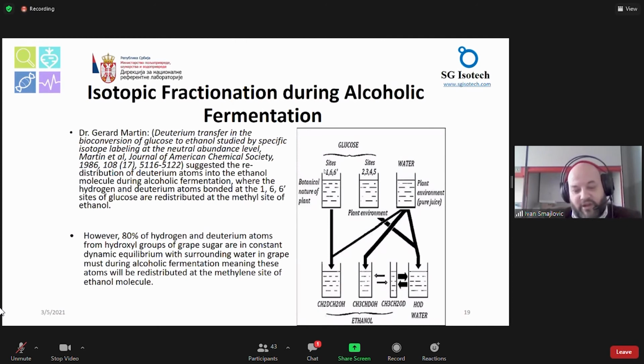Because Gérard Martin found out that ethanol is a perfect analyte which can give us information about the botanical origin of the plant. Sugar as sugar is not so good. But ethanol, after alcoholic fermentation, gives the best results and clustering differentiation between different kinds of plants.